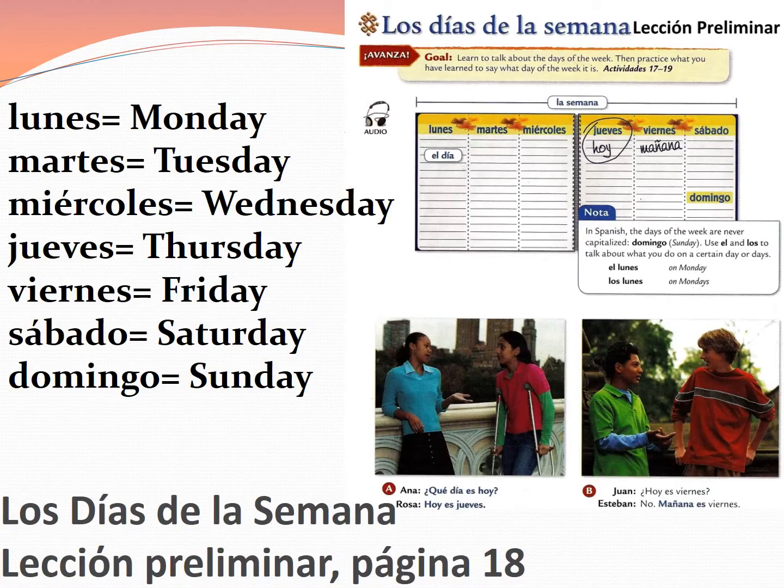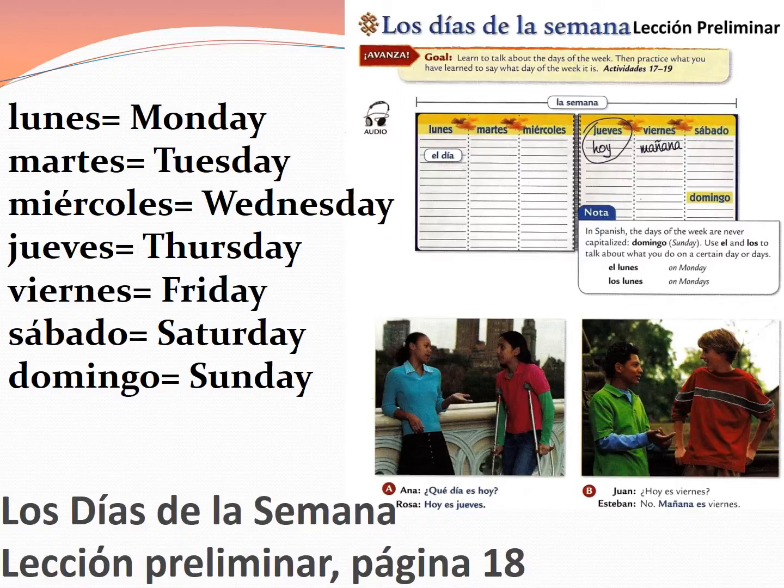Los días de la semana, the days of the week, in página 18, are found on page 18. Lunes is Monday. Notice that the week in Spanish starts on a Monday, according to the schedule that's printed for you on page 18. That is the case throughout all of the Spanish-speaking world, unlike in the United States calendar, where our week begins on Sunday. Martes is Tuesday.